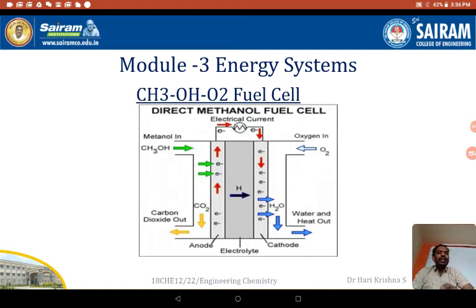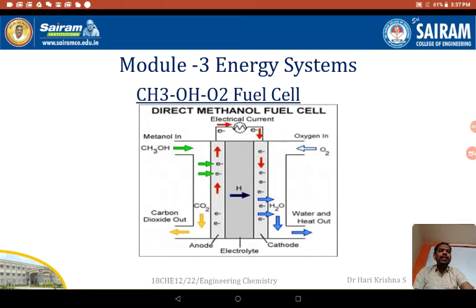Along with carbon dioxide and water, what are the other products? Energy. The energy liberated will be used for various purposes. These products are non-toxic and eco-friendly. As long as we are supplying the reactants, methanol and oxygen, we can withdraw the current. Once we stop supplying either methanol or oxygen, we can no longer withdraw any current or energy. This is one of the major drawbacks of any type of fuel cell. Methanol and oxygen are stored separately in separate cylinders under different pressures.